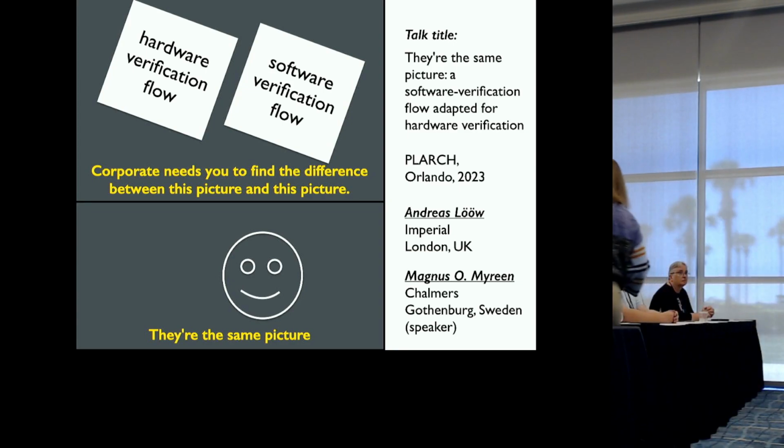I'm Magnus Myreen. But this talk is really about Andreas's work. Andreas used to be a PhD student with me, but now he's a postdoc at Imperial.